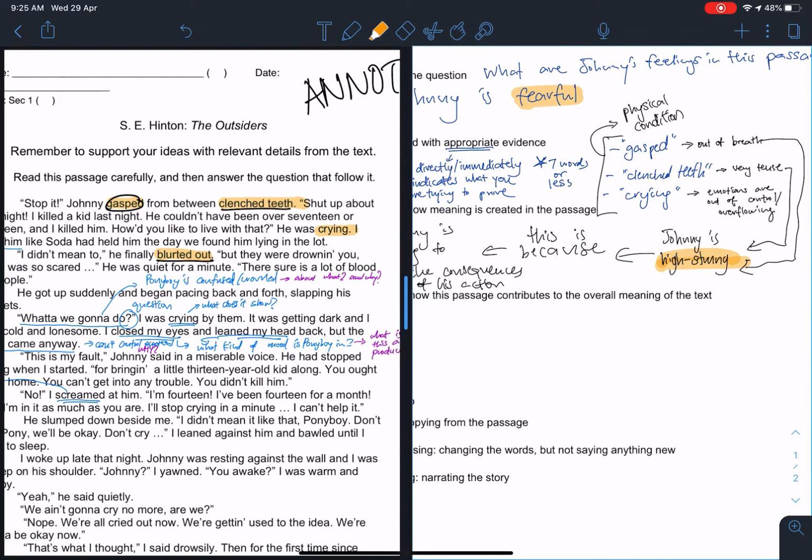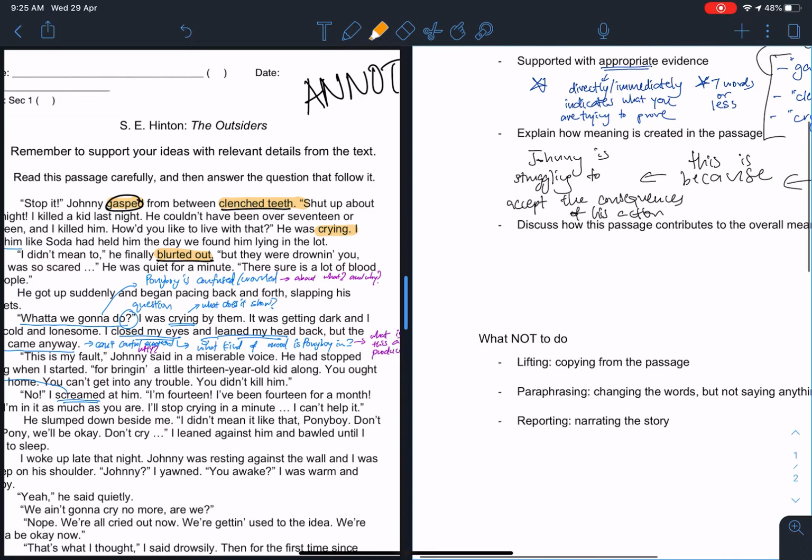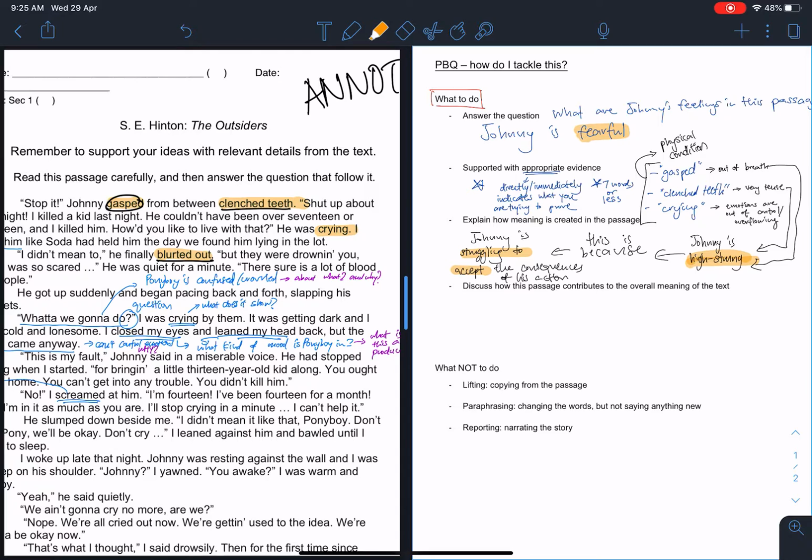He's out of breath, all this kind of thing. And that is because he's struggling to accept the consequences. Now that makes sense. That is why Johnny is fearful. And that is how I make sure that whatever I'm saying is coherent. Okay, there's a single line of thought running through it.